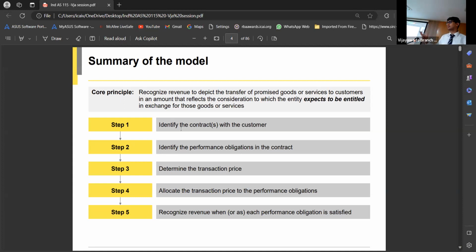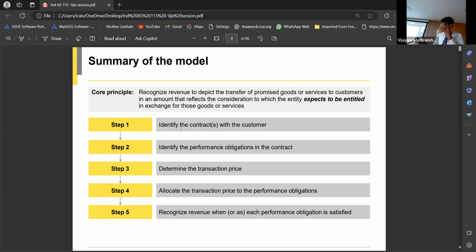Then on allocation, we didn't discuss much because we discussed a lot of examples. Once you know your performance obligations, most of the time the contract itself will have separate values for each of these performance obligations. Sometimes it will not have. In those cases, you have to go to the market and see how much this person is charging if they provide the service independently. For example, the same RSA.